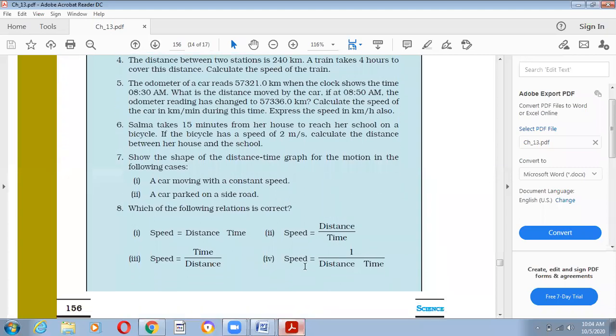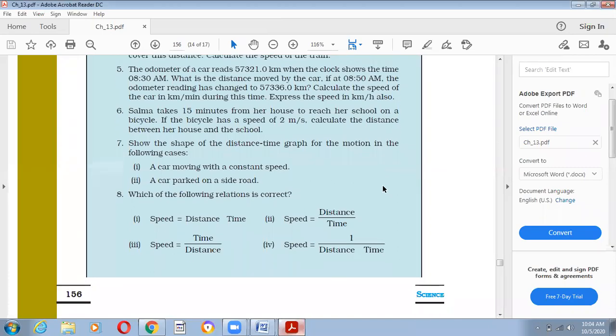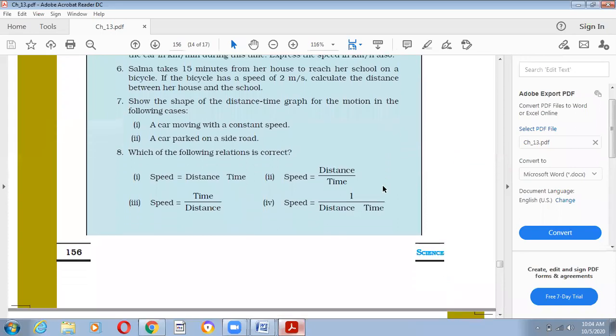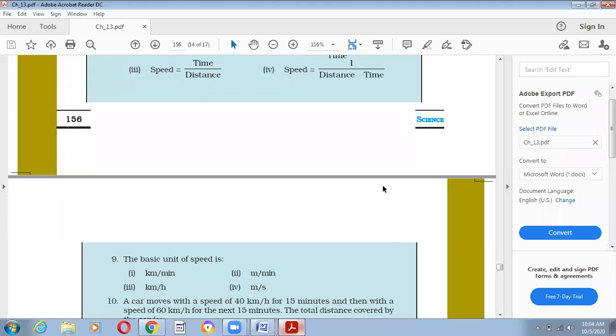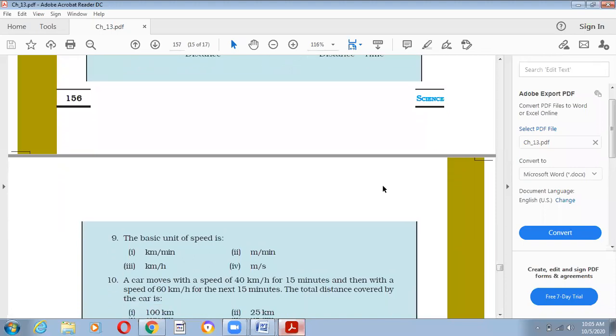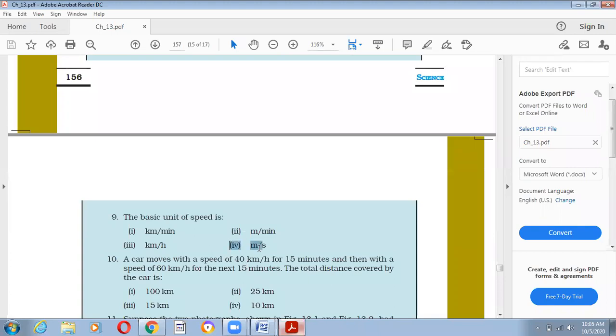Now the MCQs. Which of the following relations is correct? Speed is equal to distance time, speed is equal to distance over time, speed is equal to time over distance, speed is equal to 1 over distance time. And we know that the second option is correct, speed is equal to distance upon time. Then the next is basic unit of speed. Basic unit of speed is this one, meter per second.